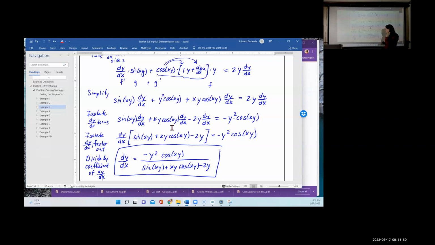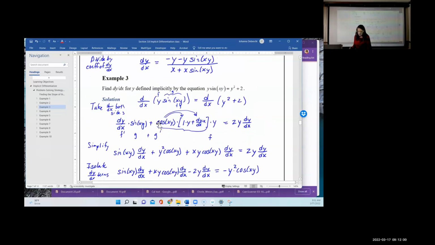All right. Can you go back to when you distributed cosine xy through 1 times y? Yes, this step right here. Yeah, how did that end up with y squared cosine xy?